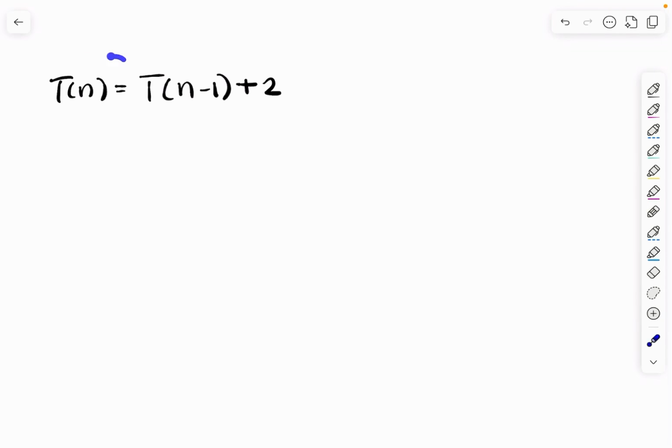Let's say they tell you to solve this recurrence relation using a recursion tree. So a recursion tree is a rooted tree. You start with the root. Instead of starting this way, we're going to do it sideways. We're going to go this way. So this is the root.